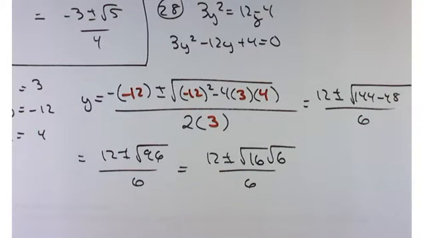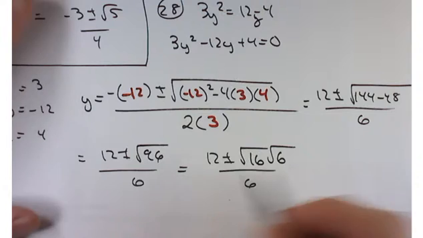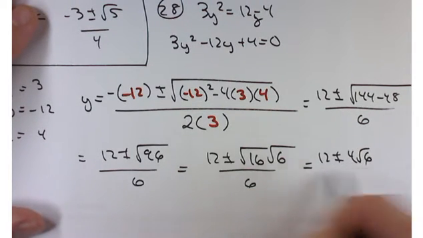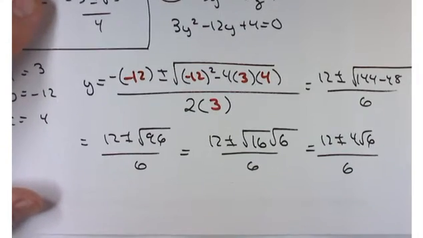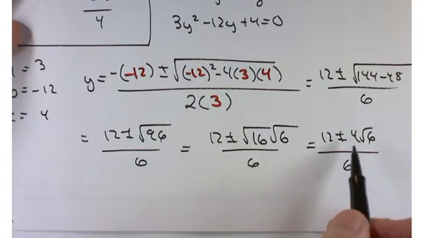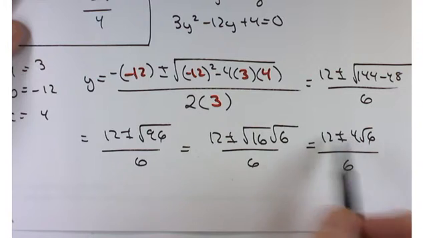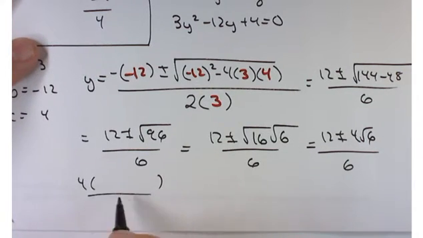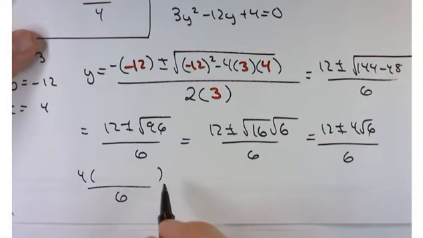Are we okay with that step? That's a big part of finishing this up here. 12 plus or minus 4 square roots of 6 over 6. And let's see here. There's a 4 that's part of a greatest common factor in the numerator. Jackie, if I take out the 4 in the numerator, what's left?